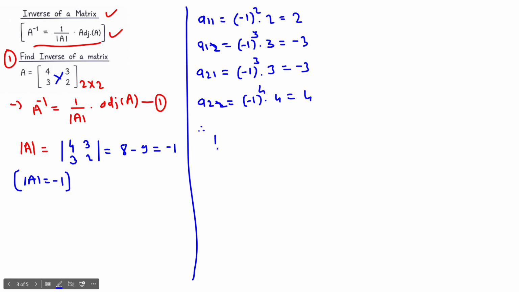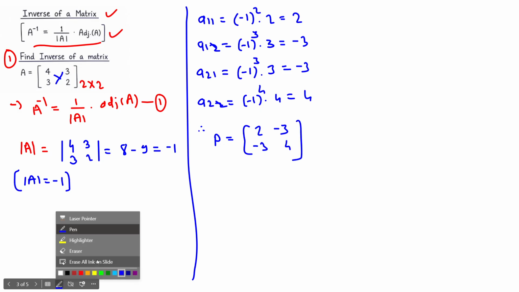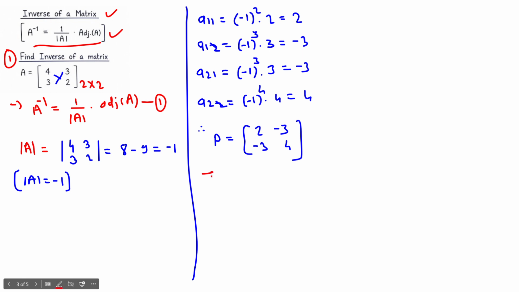Therefore, the matrix of cofactors, that is P, is equal to 2, minus 3, minus 3, 4. This will be your matrix of cofactors. Now I'm just taking the transpose. After taking the transpose, you will get the adjoint of A. So the adjoint of A is equal to, you just have to write rows in column form. So 2, minus 3 is your first row, convert it into a column, and the second row minus 3, 4, write it in a column. So minus 3, 4. This will be your adjoint of A.